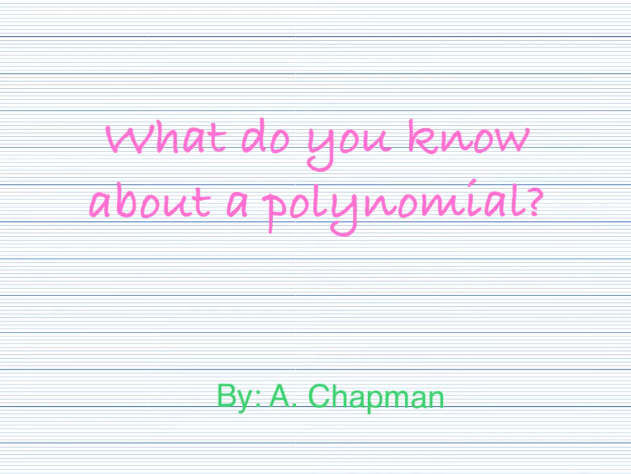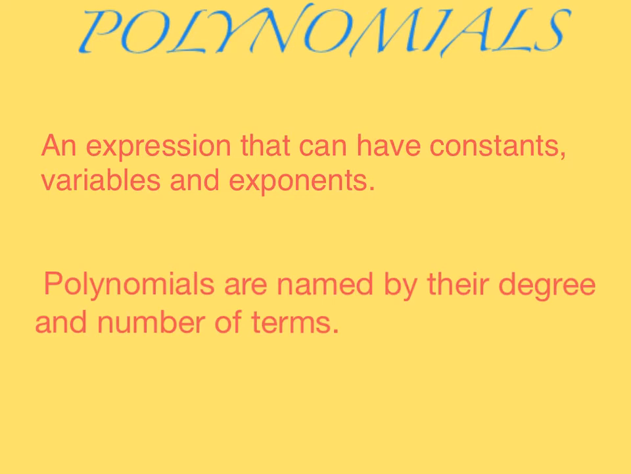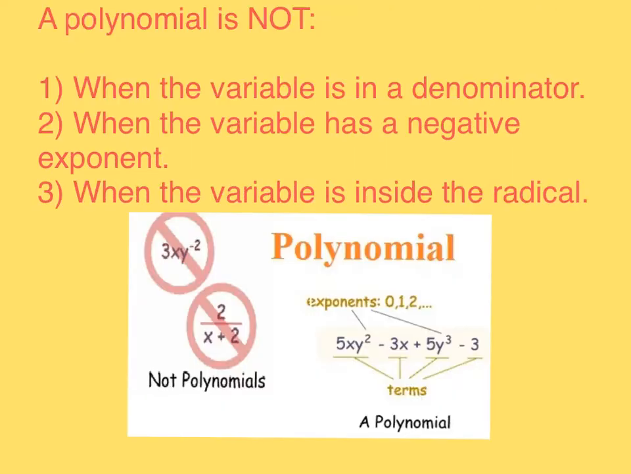In this video, we're going to discuss everything we need to know about a polynomial. You have worked with polynomials in the past, and so some of this will be review. But a polynomial is made up of constants, variables, and exponents. They are also named by their degree and number of terms.